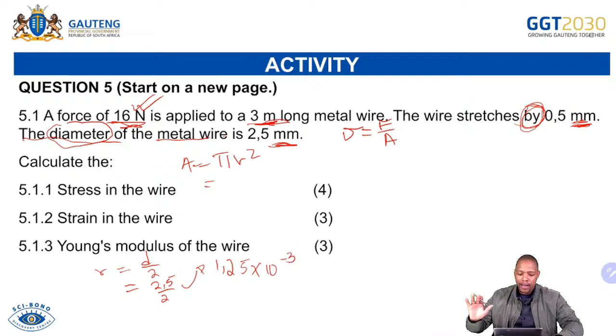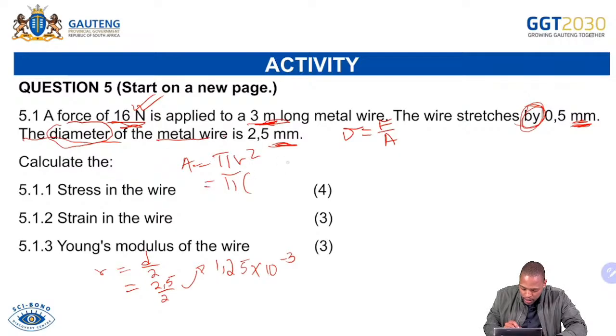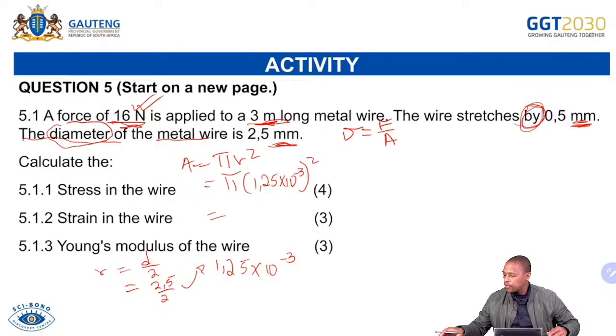Once I've done that, I am done. Now I can go and say pi multiplied by 1.25 times 10 to the power minus 3. But do not forget the what? The square, as it comes with the formula. I will quickly put it in the calculator: pi multiplied by 1.25 times 10 to the power of negative 3, then you have to square all of that.